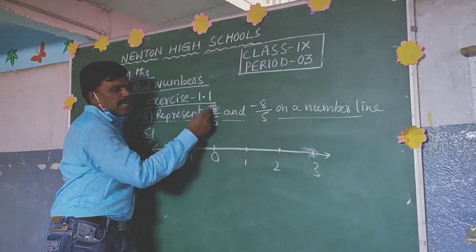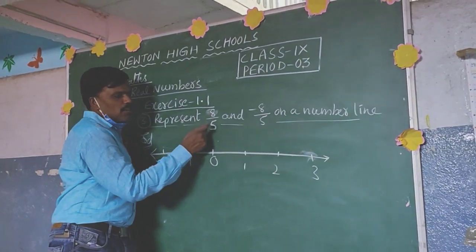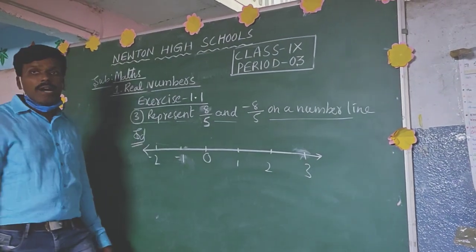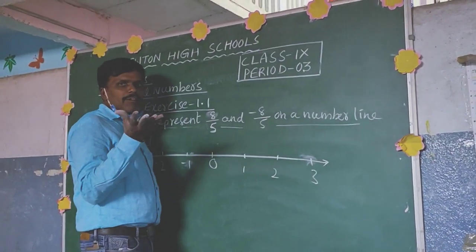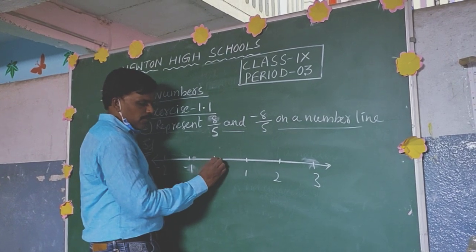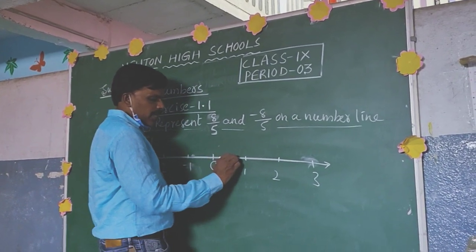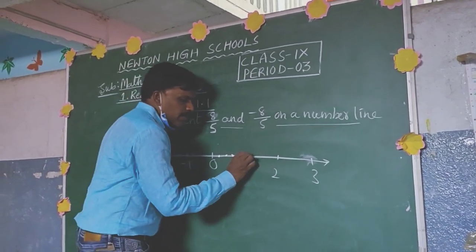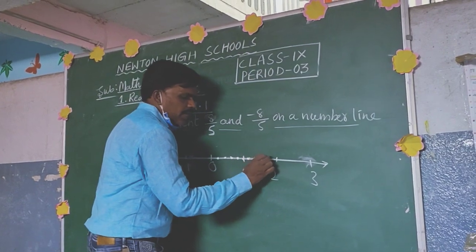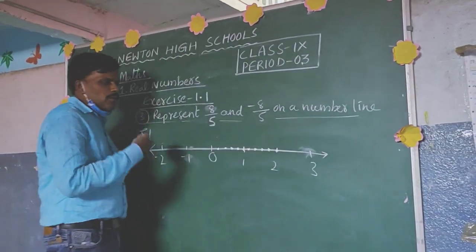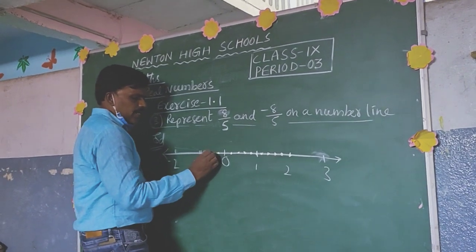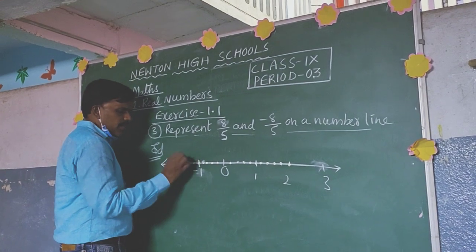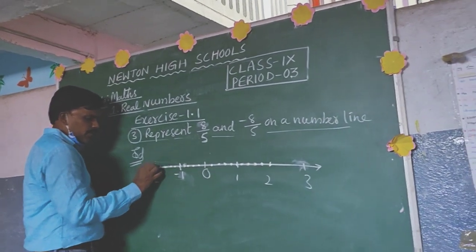But what is our given question? 8 by 5. The denominator is 5, so each one unit has been divided into 5 equal parts. How many? 5 equal parts. Okay children? From 0 to 1: 1, 2, 3, 4, 5. This is the first unit. Then the second unit again: 1, 2, 3, 4, 5. Then on the left side: 1, 2, 3, 4, 5, and 1, 2, 3, 4, 5.